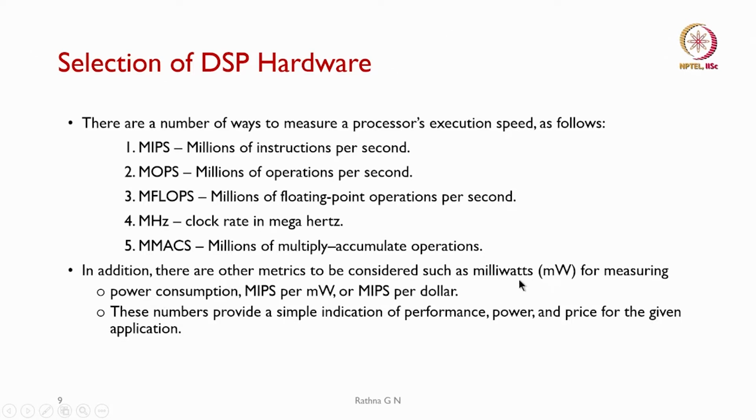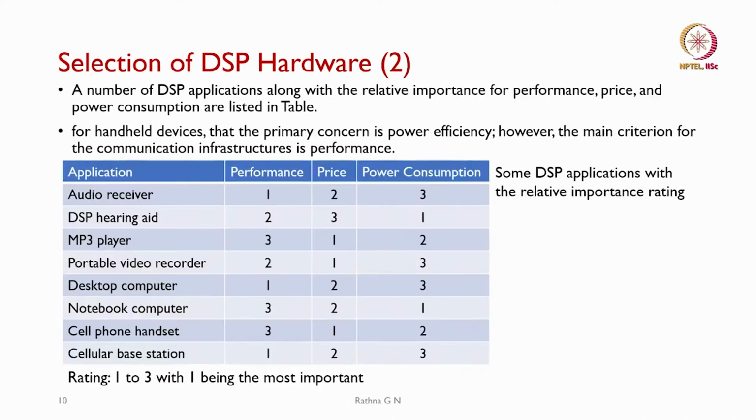You will be seeing that power consumption always has to be measured in milliwatts. That is MIPS per milliwatt, what we will call it, instead of instructions per second. I want to consume based on my power, or MIPS per dollar also. So you will be seeing the cost is also coming into the picture. These numbers provide a simple indication of performance, power and price for the given applications. Depending on it you will be deciding on your hardware.